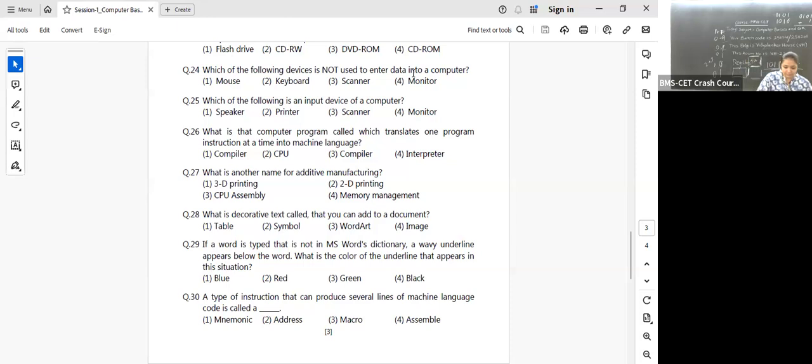Ma'am, the mouse is just used to guide the data. It's not used to enter it. Suppose I have to right click and rename a file. If I click on rename, the mouse is giving input to my system, saying please rename this file. So it's an input device. So what is not an input device?